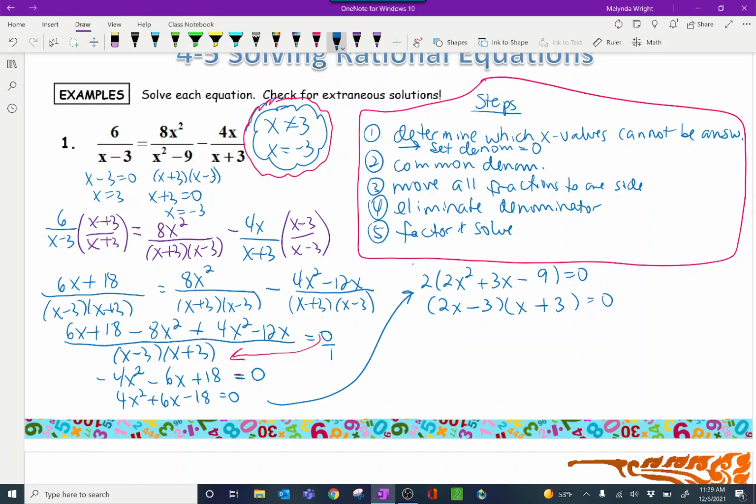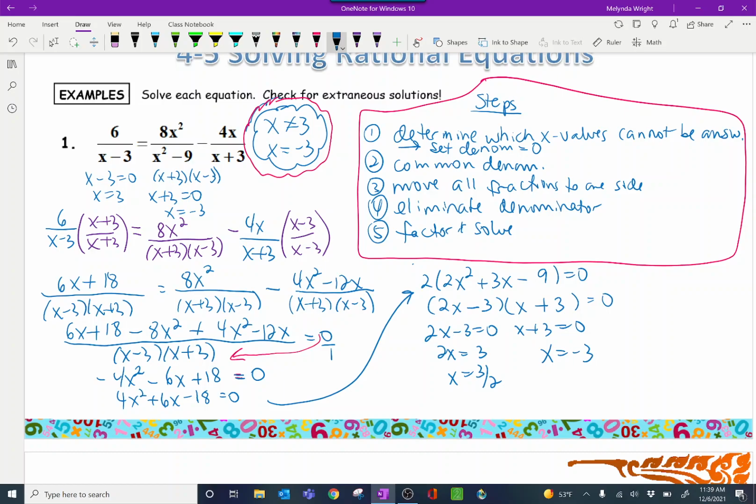2x times 3 is 6x minus 3x. Oh, that is a positive 3x. And negative 3 times positive 3 is a negative 9. Yay. So here we go. We set each factor, or bubble, equal to 0. So I have x is 3/2, and x is a negative 3.